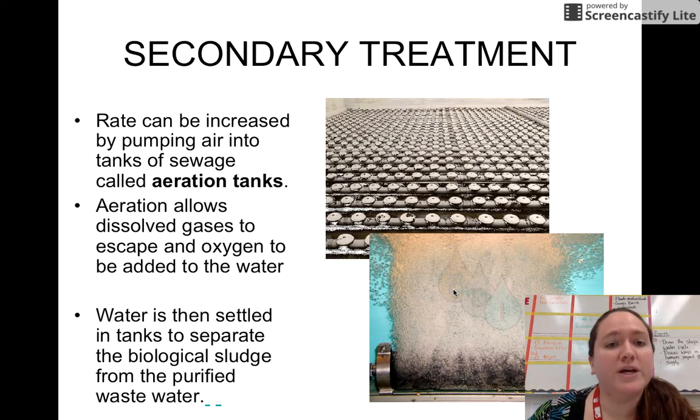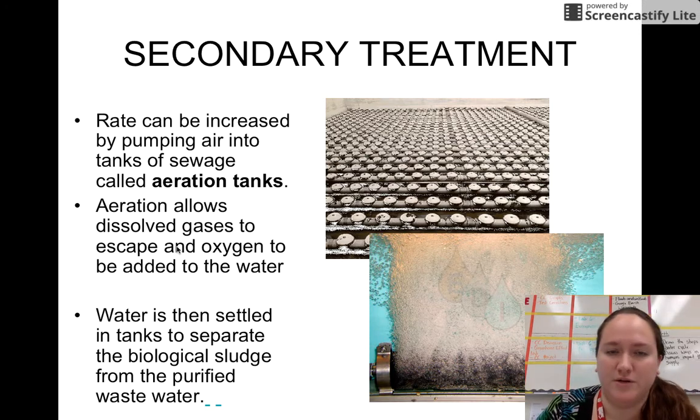What we can actually do is increase the rate at which this breaking down happens by adding air into it. Basically we'll take it and throw it up into the air, and that actually aerates the water. It also gets rid of nasty gases that give it a bad smell, and it adds oxygen to our water, which is what the whole aeration idea is about. And then afterwards, the water will settle. After the secondary treatment, it will settle again in settling tanks, and anything else that has been broken down by the biological processes will settle out as well.